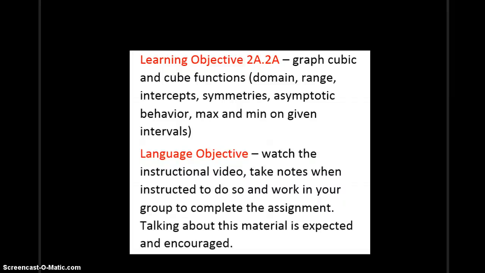Our objective today will be to graph cubic and cube root functions and determine the domain, range, intercepts, symmetries, asymptotic behavior, and max and min on a given interval. To do that, I'm going to instruct you with this video. I want you to take notes, pause when you need to copy anything down, and do all of the work in your group or individually to complete the assignment.